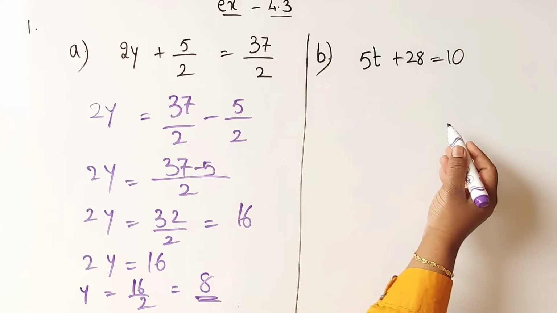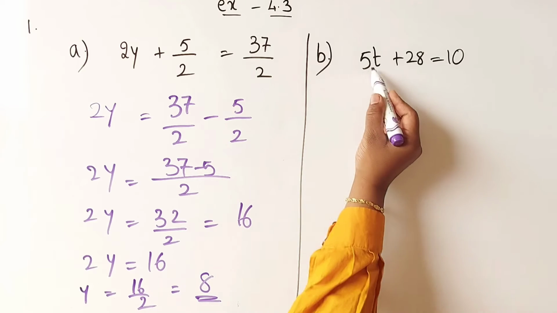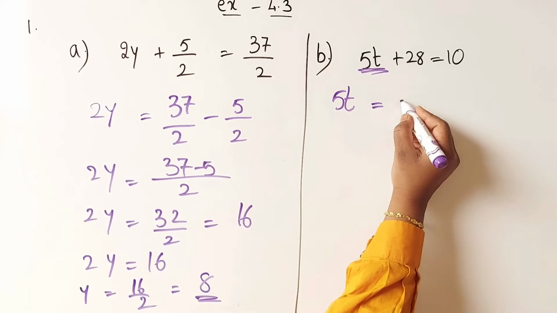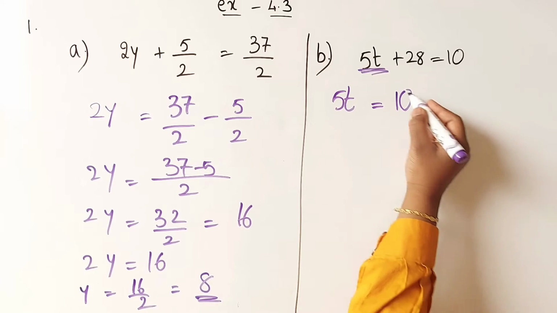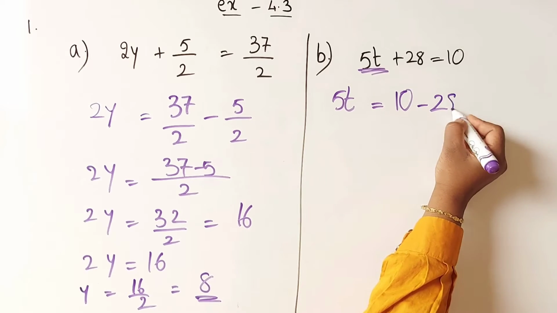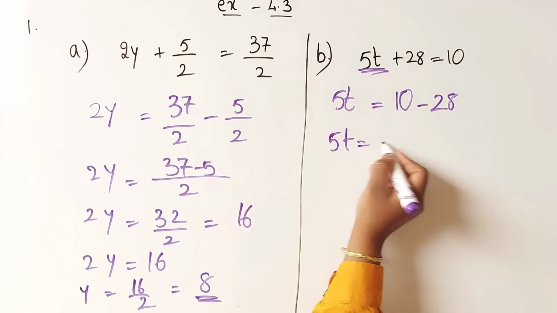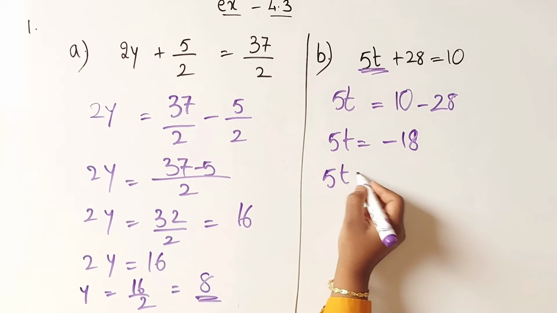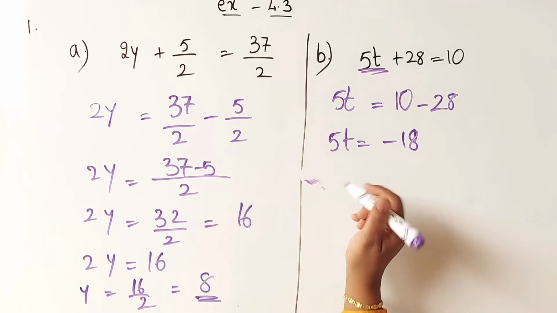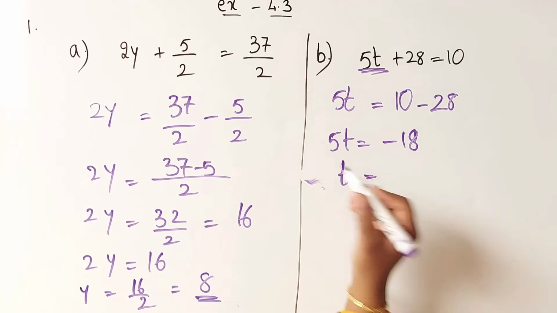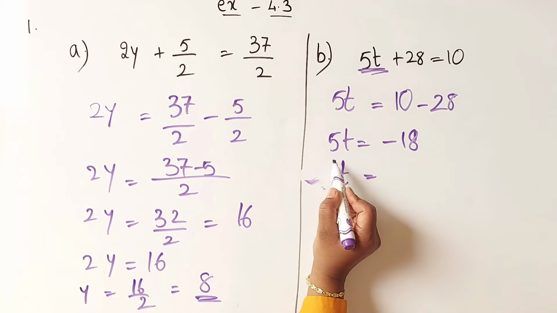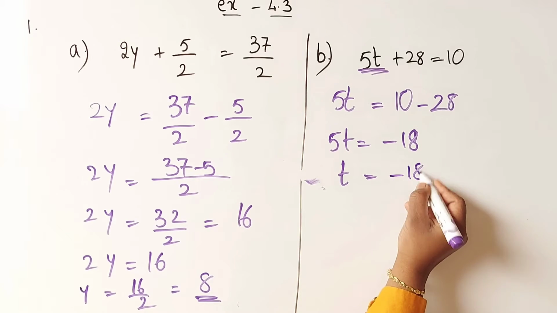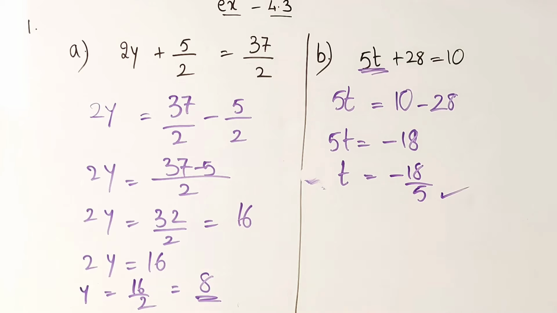Question B, 5t plus 28 equal to 10. Here also we have to find out the t value. So keep this 5t on the left hand side, send this 28 to the right hand side. It will be negative 28, minus 28. So 5t equal to 10 minus 28, minus 18. Now 5t equal to minus 18. If you want the t value, send this 5 to the right hand side. It is multiplying here. When you are sending to the right hand side, it will divide. So minus 18 by 5 is the t value, children.